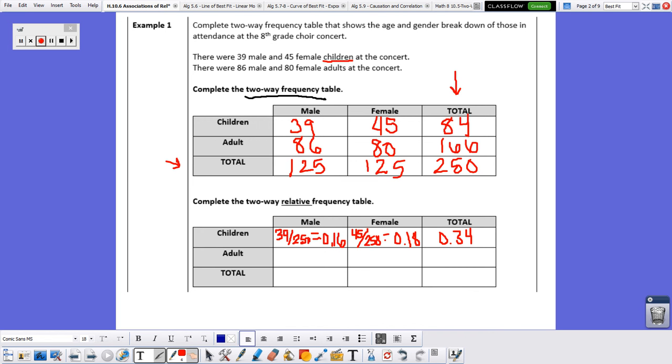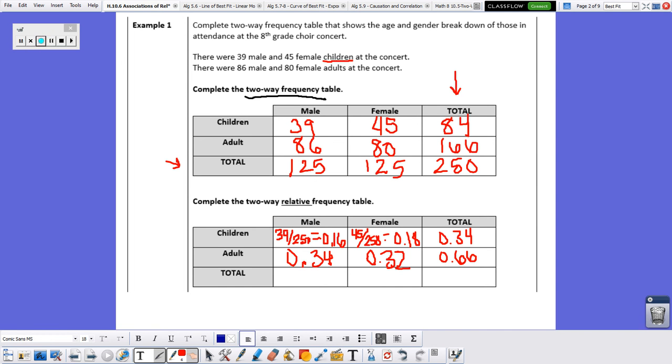If we do adult males, we have 86 divided by 250, and I get 0.34. If I do adult females, 80 divided by 250, I get 0.32. Ooh, that is not very neatly written. Let's try that again. 0.32. There we go. 166 divided by 250 gives me 0.66.